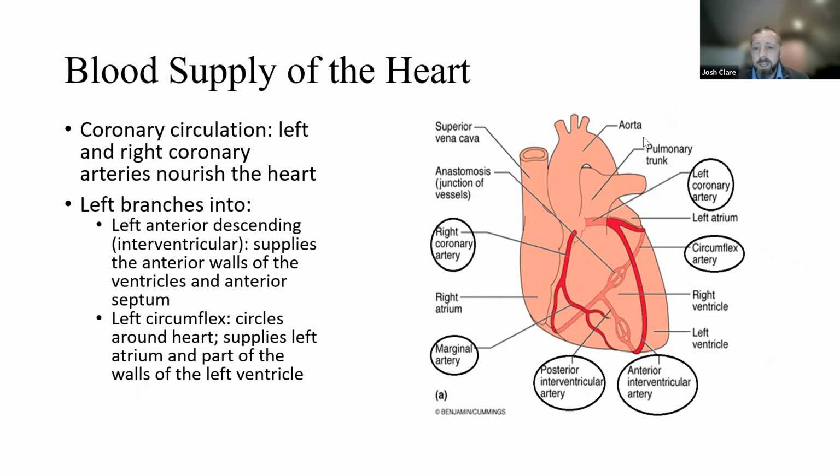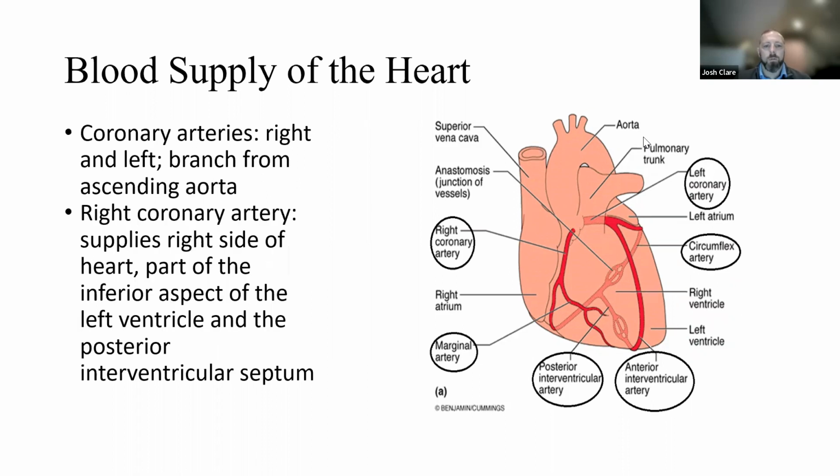Now, the blood supply of the heart itself. The first thing the heart wants to do is feed itself, because the heart's really important. So the first branches of blood vessels off of the aorta feed the heart. We have right and left coronary arteries. They then branch into the left anterior descending artery, which supplies the anterior walls of the ventricles and the anterior septum. We have the left circumflex, which goes around the heart and supplies the left atrium and part of the walls of the left ventricle.